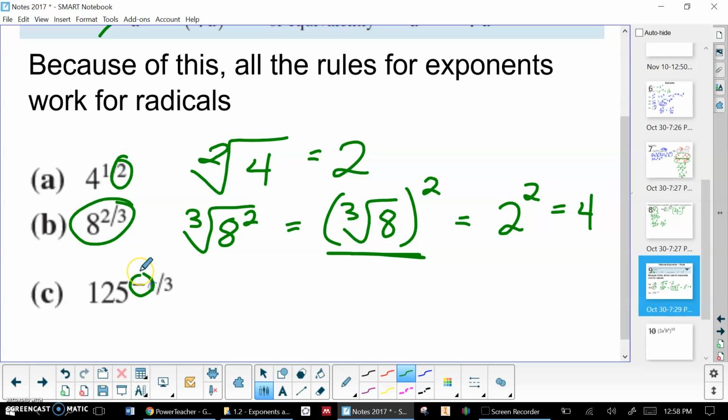Last thing here, we've got this negative sign. That's just going to flip the whole thing over, and so we've got 1 over the cube root of 125 to the 1st power. Sorry, I covered that up, which is 1/5.